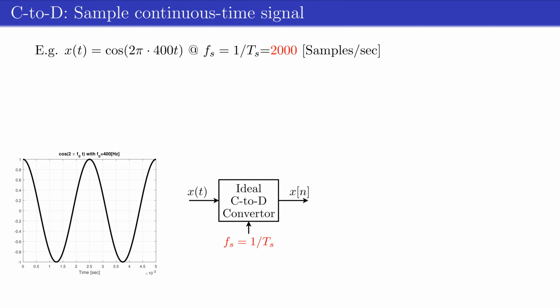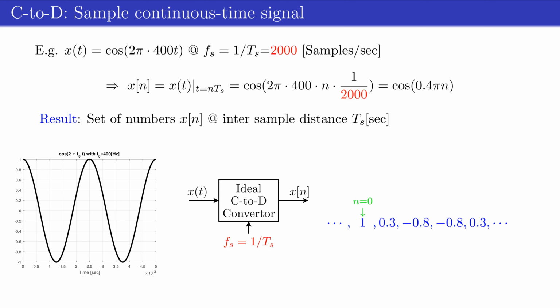Now let's see what happens with this continuous time 400 Hz sinusoidal signal when we sample with an ideal C to D converter, which runs at a sample rate, sampling frequency, of Fs = 1/Ts = 2000 samples a second, or Hertz. The result of this sampling process is a discrete time signal, which is a set of numbers denoted by x[n] that can be found by evaluating the continuous time signal x(t) at time instances t = n Ts. Thus the output of the C to D converter is a set of numbers which can be stored on a computer.